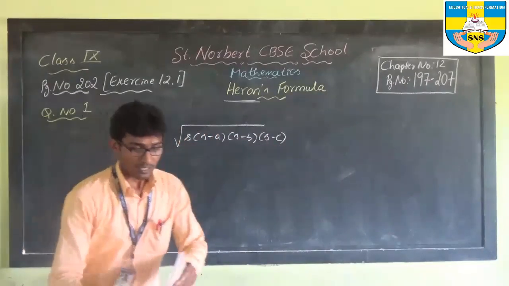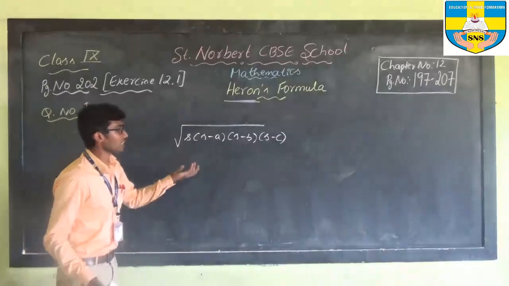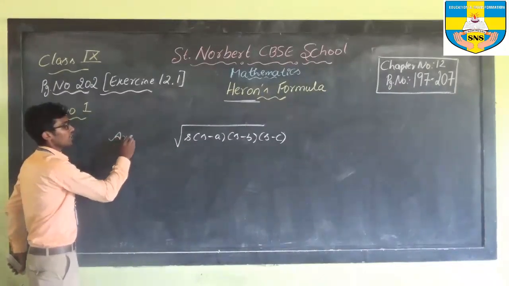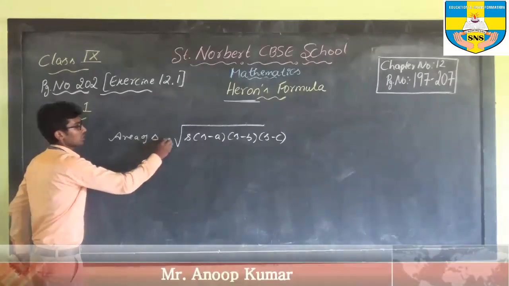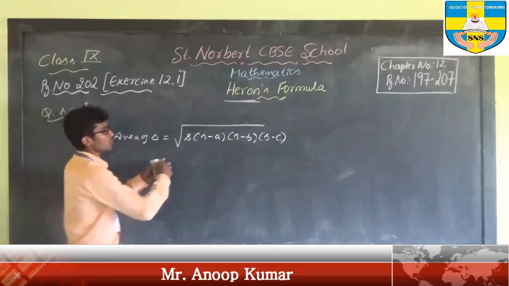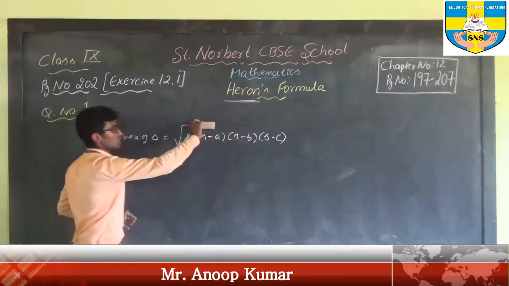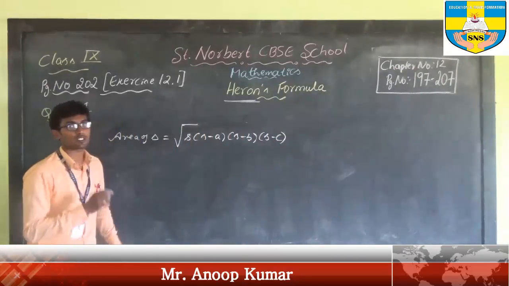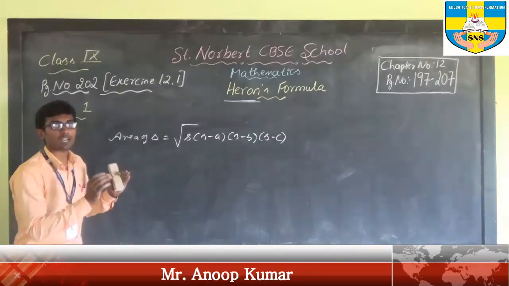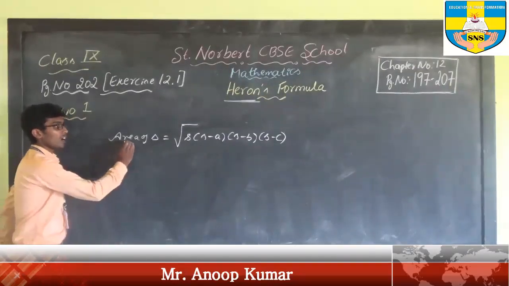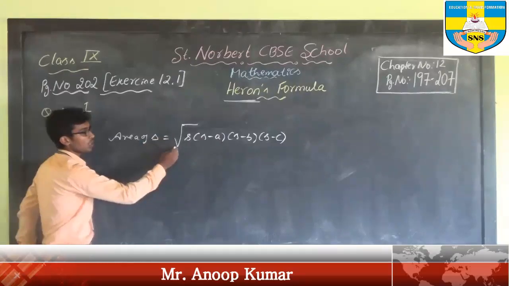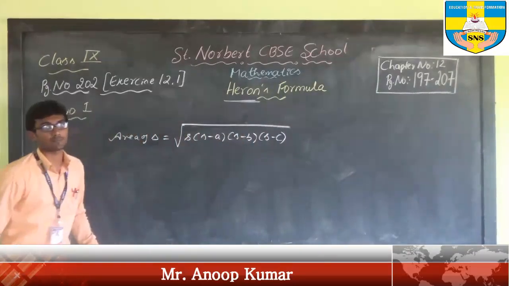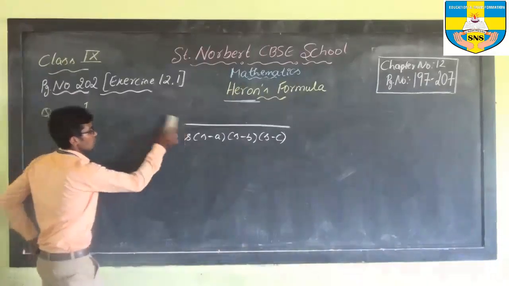There are some mistakes while we are writing this formula. The first mistake many students make is that they won't write area of triangle is equal to. That you need to remember, and also the square root. If you are not mentioning square root, that is wrong. The correct way of writing this formula is area of triangle is equal to square root of S minus A, S minus B, S minus C. Okay. Then let us try to solve the problem.